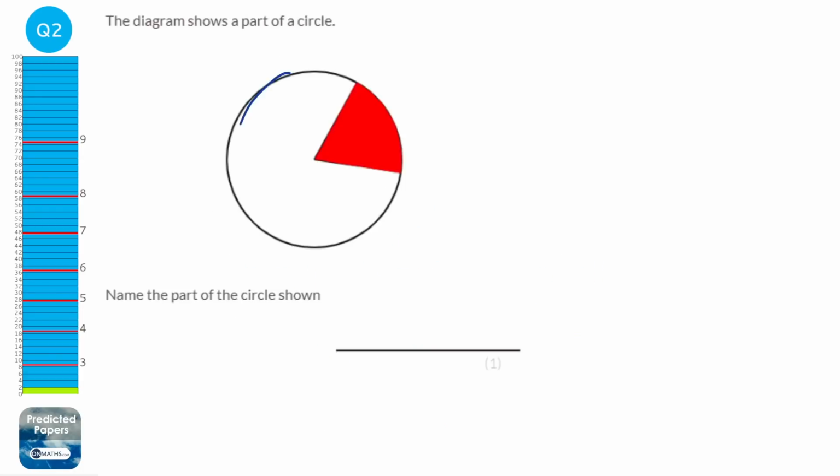So you do need to know the parts of a circle. The full distance around the circle is called the circumference. If you've got a little bit of it, it's an arc. If you've got a line across it, that would be a chord. And the part that's kind of trapped in there is called a segment. Then if you've got a line across the circle going through the centre, that's a diameter. If you've got a line just going to the centre, that's called a radius. If you've got a line that touches the circle just on one point like that, that's a tangent. But in this case, we have a sector.